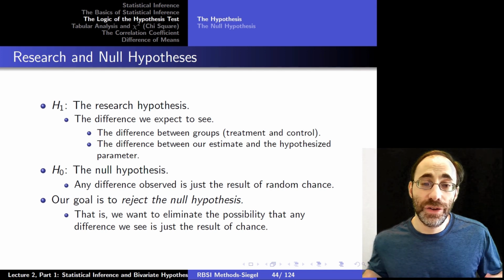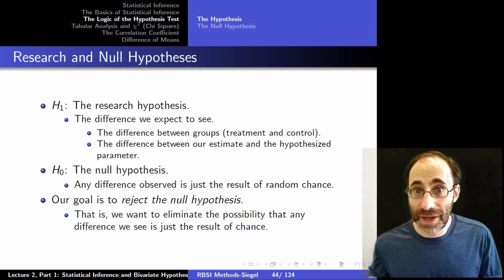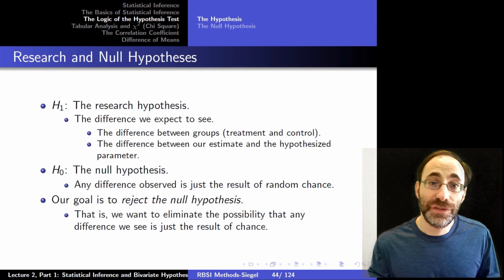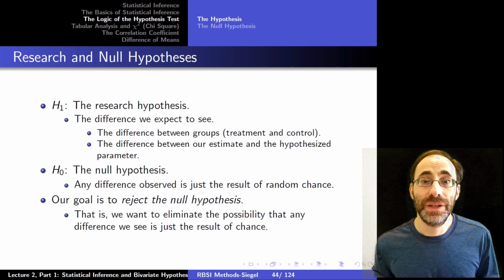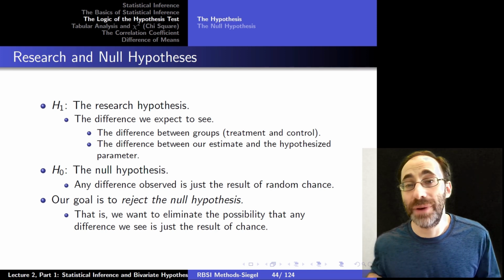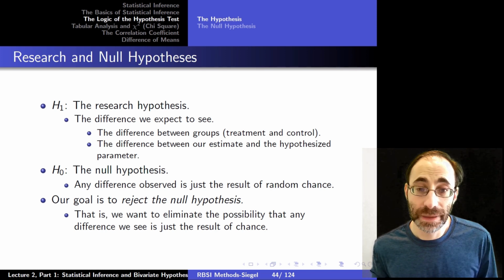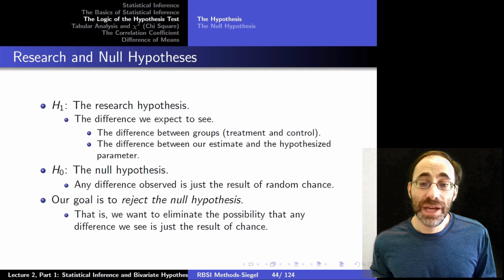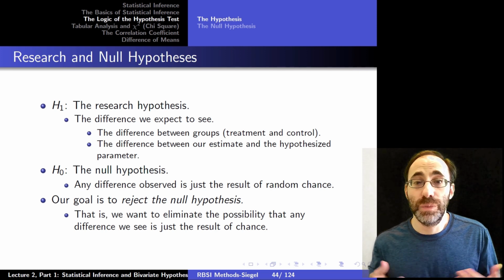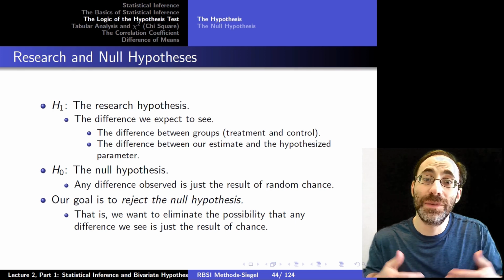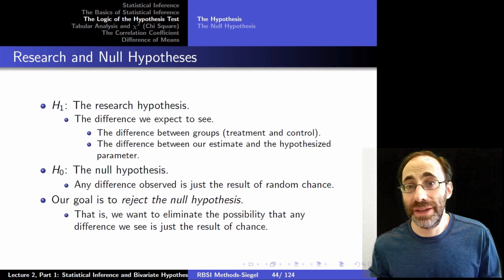To reiterate our earlier hypothesis generation, there are two general kinds of hypotheses that we care about. H1 is the research hypothesis. It's the difference between the groups, or the difference between the sample and the hypothesized parameter, that we expect to see given the theory we're working with. The null hypothesis is the statement that we don't expect to see these differences, or that any differences we do see are the result of random chance.